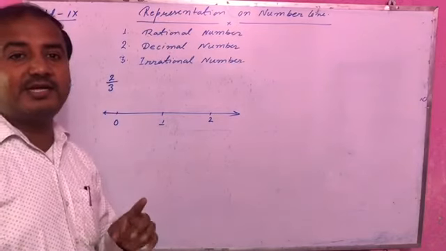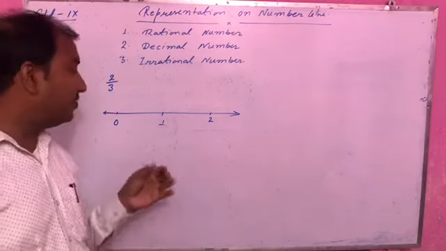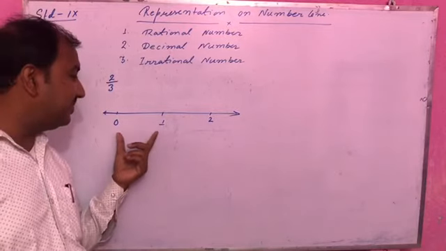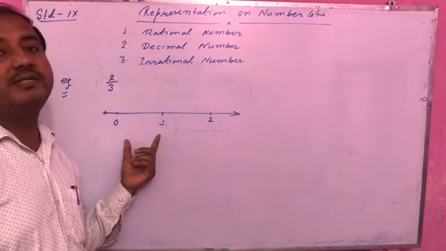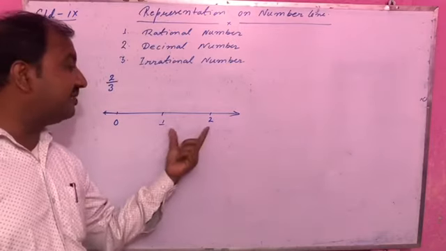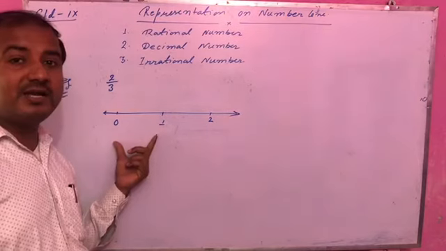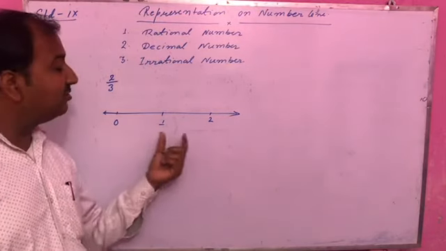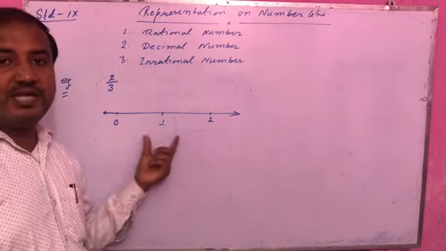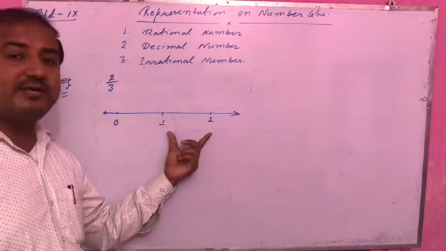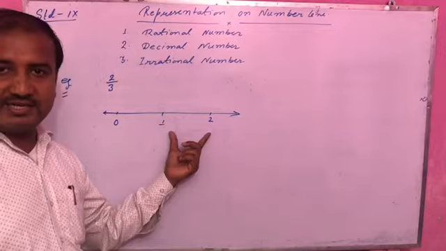It's mandatory that whatever distance you take between 0 and 1, that must be taken by you between 1 and 2. जो डिस्टेंस यहाँ होगा, अगर हम यहाँ 5 सेंटीमीटर ले रहे हैं तो यहाँ भी 5 सेंटीमीटर लेना होगा. If you are taking over here 2 centimeter, you will have to take over here 2 centimeter. Is that clear?